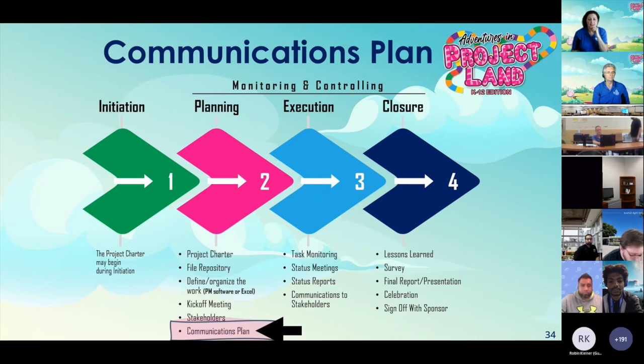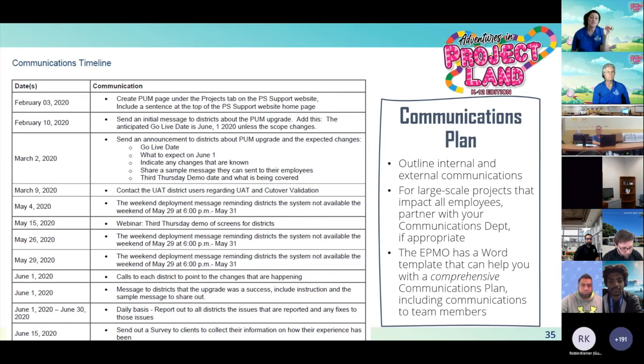All right. And last but not least, you want to make sure that we're including a communications plan as part of our planning. So again, this is a very basic screenshot, just showing a single part of a communication plan. So really, this is just a simple list of the dates and types of communications. And in this particular example, it was for the PeopleSoft upgrade.